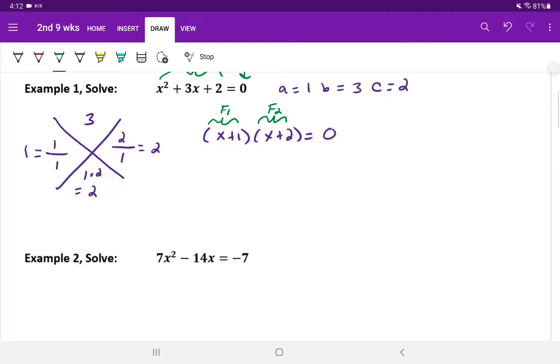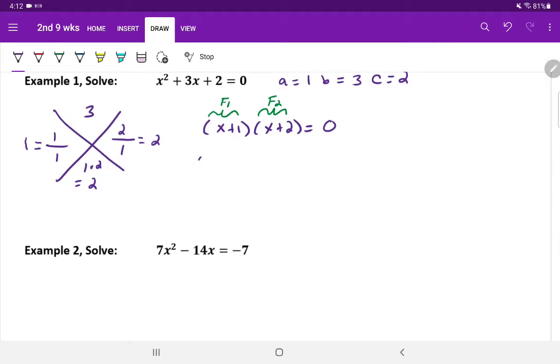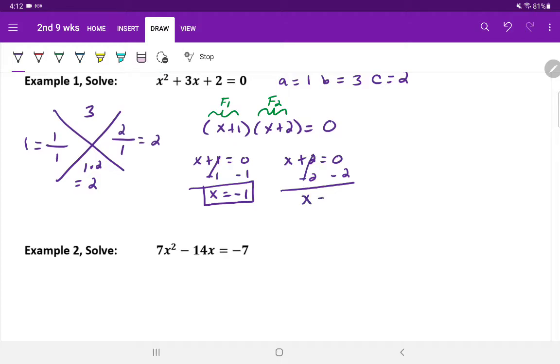All right, and then we're going to go to step 5. Set each factor equal to 0. So I'm going to have x plus 1 equals 0 and x plus 2 equals 0. And then I'm just going to solve for each one of these. Pretty easy solve. Minus 1 on both sides. We're going to get x equals -1. There's one answer. And then on this one, we're going to subtract 2 from both sides to get x equals -2. All right, so my answers are -1 and -2.